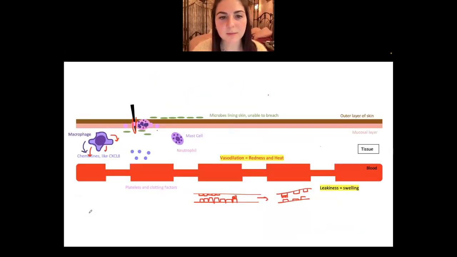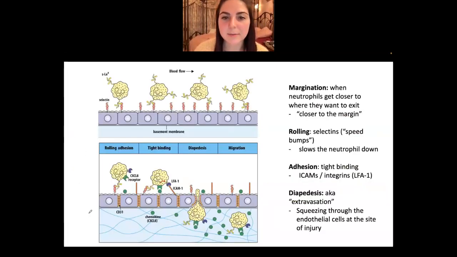So when the neutrophil comes into the area, it's not super quick like this. It goes through a series of steps. The series of steps are margination, rolling, adhesion, and diapedesis. So this is talking about the neutrophil going from the blood and then eventually leaving at the site of infection.